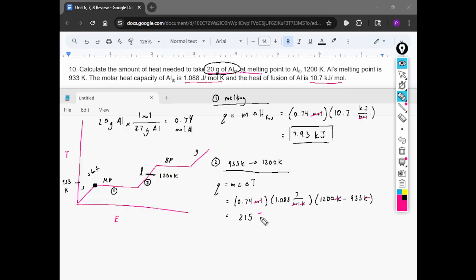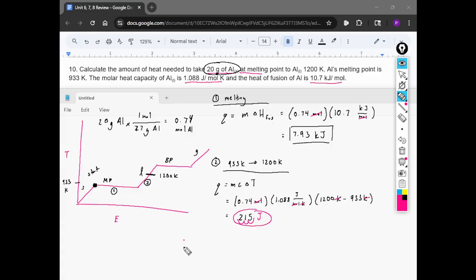Now, this is important because if you notice, what's the problem with just adding these two numbers together? Because the other number is kilojoules. Yeah, kilojoules and joules. So keep that in mind. You either need to turn both of them into joules or both of them into kilojoules. So I'm going to convert to kilojoules, but I'll give you the answer in joules as well. For kilojoules, you just move the decimal 3 times to the left, and then you'll get 7.93 plus 0.215.